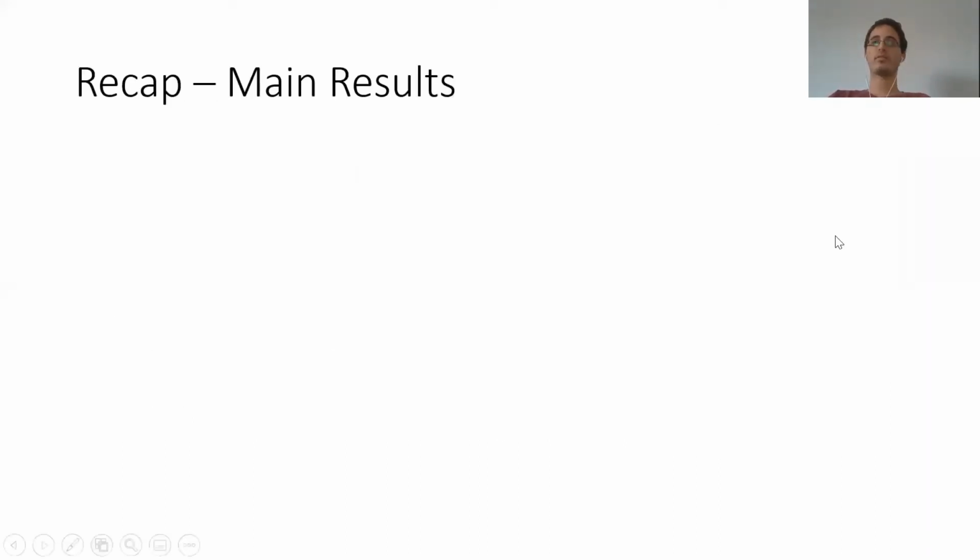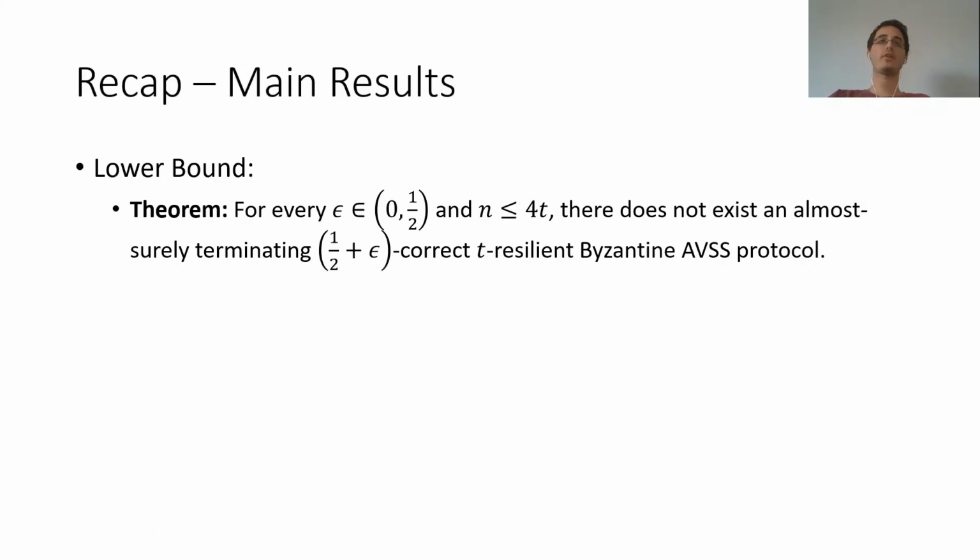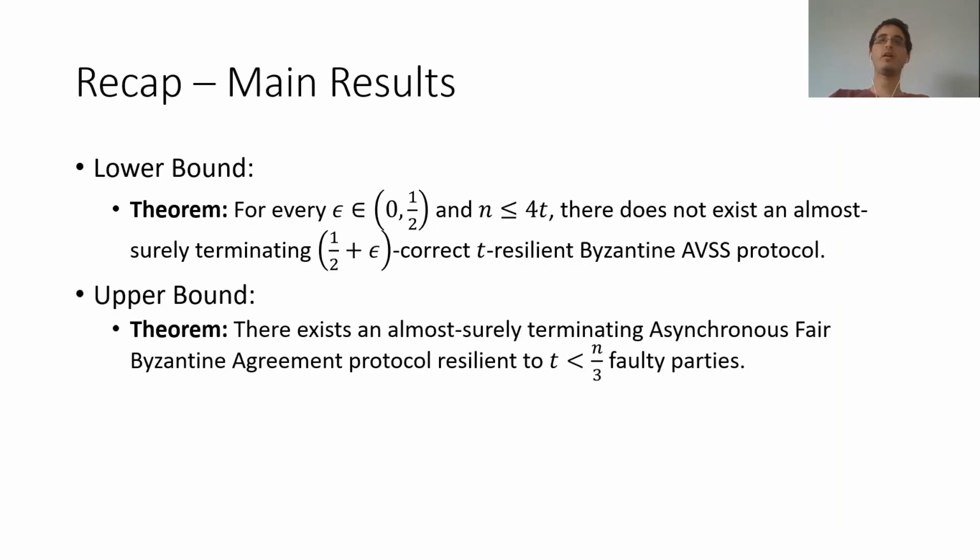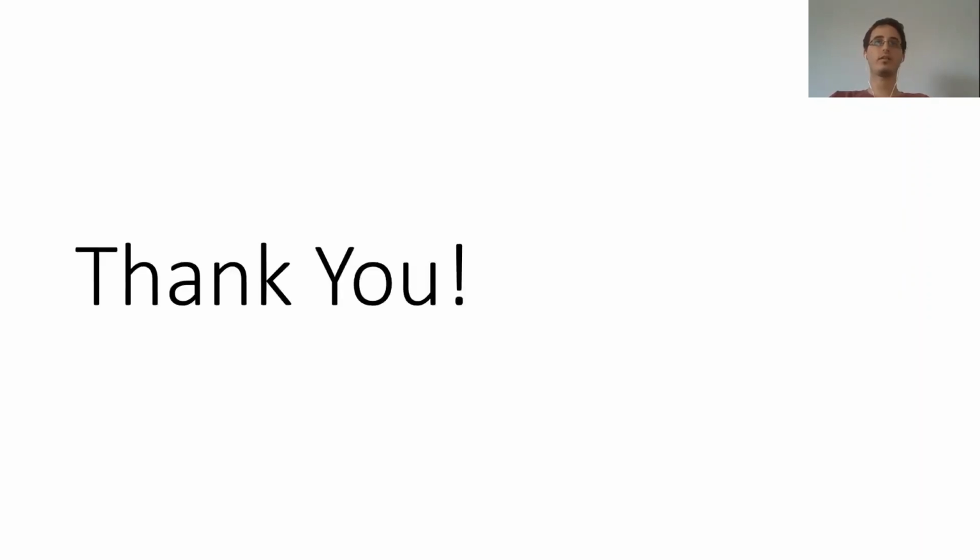Just to recap, these are our main results. First of all, a lower bound. For every epsilon between 0 and 1/2, and n less than or equal to 4t, there does not exist an almost surely terminating 1/2 plus epsilon correct t-resilient Byzantine AVSS protocol. Secondly, an upper bound. There exists an almost surely terminating asynchronous fair Byzantine agreement protocol resilient to fewer than n/3 faulty parties. Thank you very much.